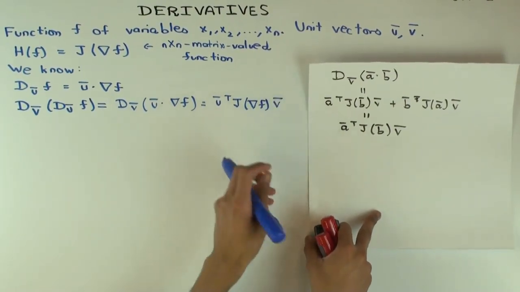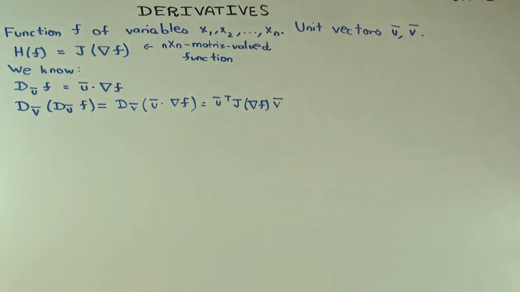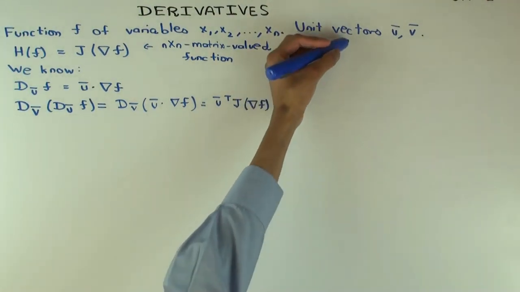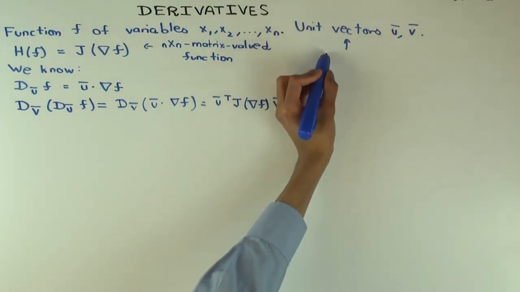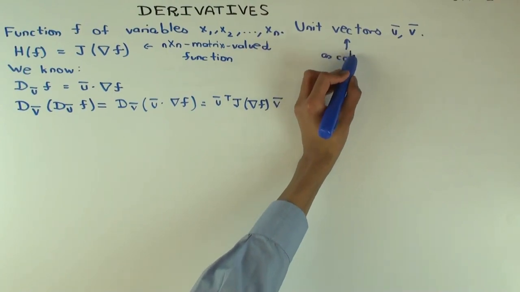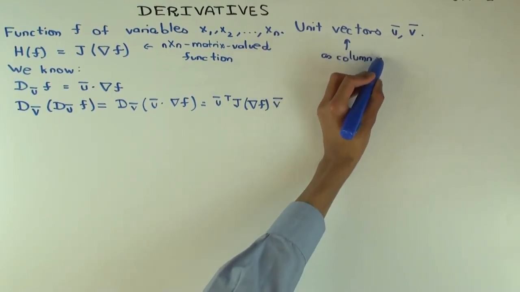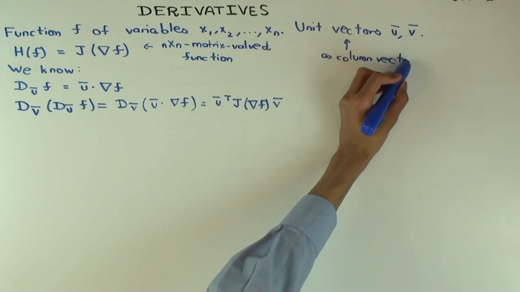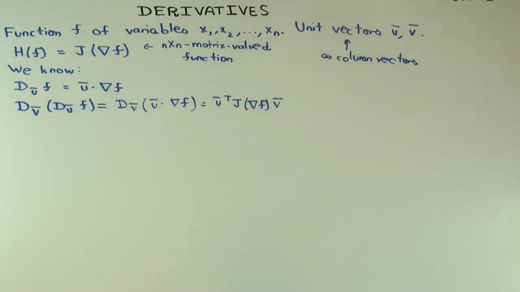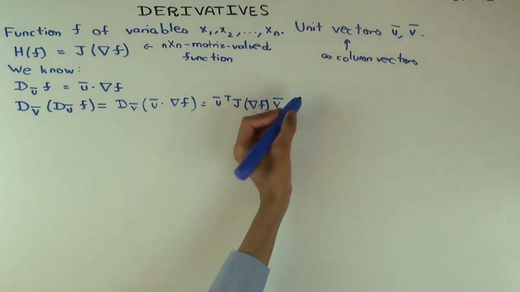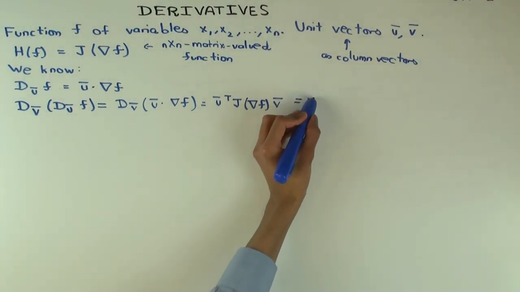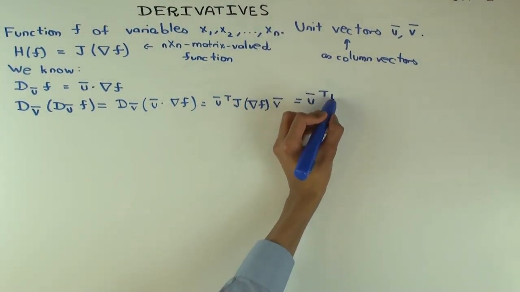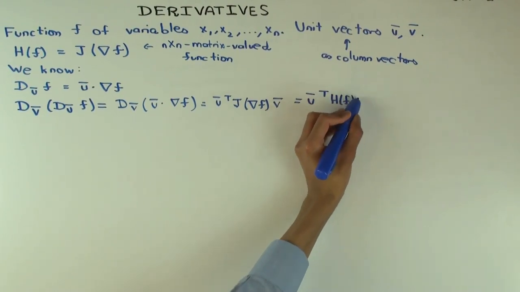Now I just want to clarify what I'm using. I'm thinking of u and v as column vectors. So u transpose is just the row vector for u, and v is just a column vector for v. Now I can simplify that. What is J of nabla f, the Jacobian of the gradient, better known as? The Hessian Hf. So that is u transpose Hf v.